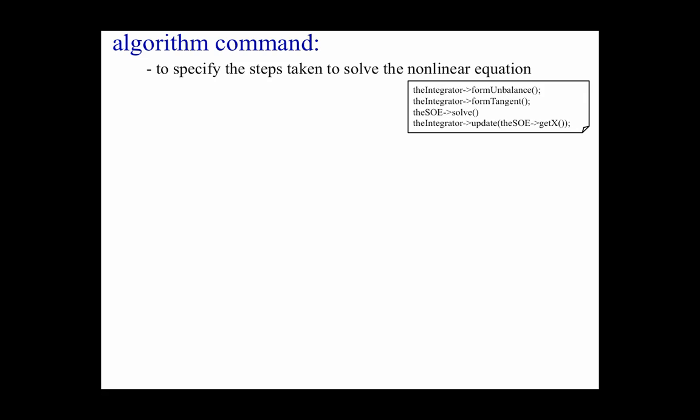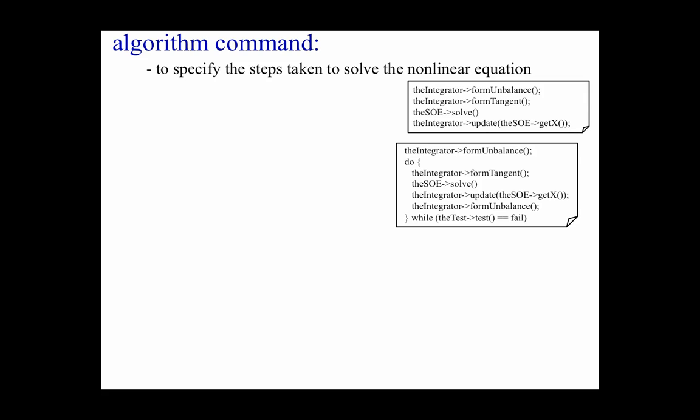The next option is the Newton algorithm. This is the bread and butter for the nonlinear analysis. It's the one most people use. And this here on the right again is the code. Again, it's incredibly simple when you break it all up into the components that we have. So the first thing we do is we form the imbalance, and then until we've achieved convergence, we form the tangent, we solve, and we get the integrator to update, and then we form the imbalance again. Okay? So that's what the actual code looks like if you go look at the source code. And the command is algorithm Newton.